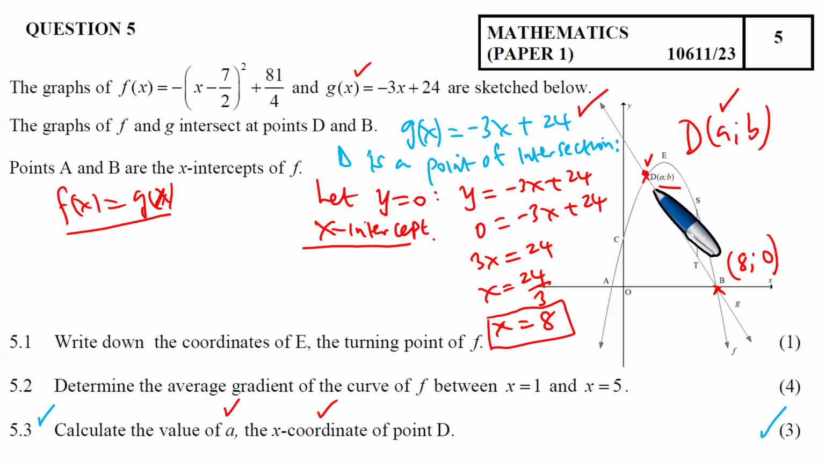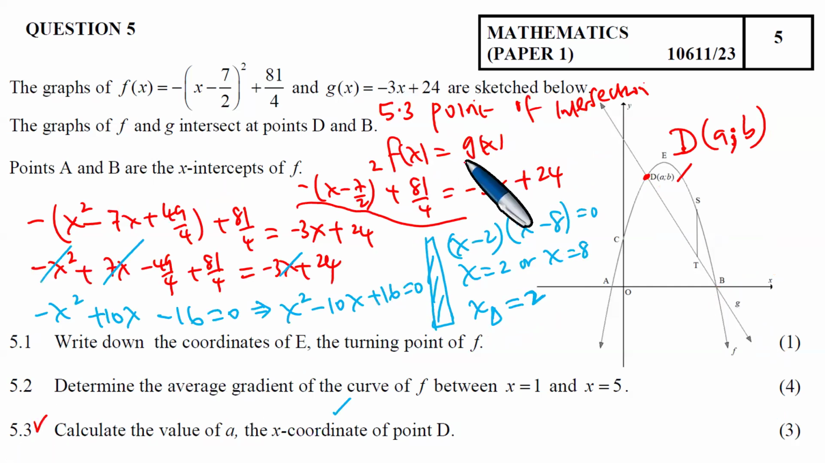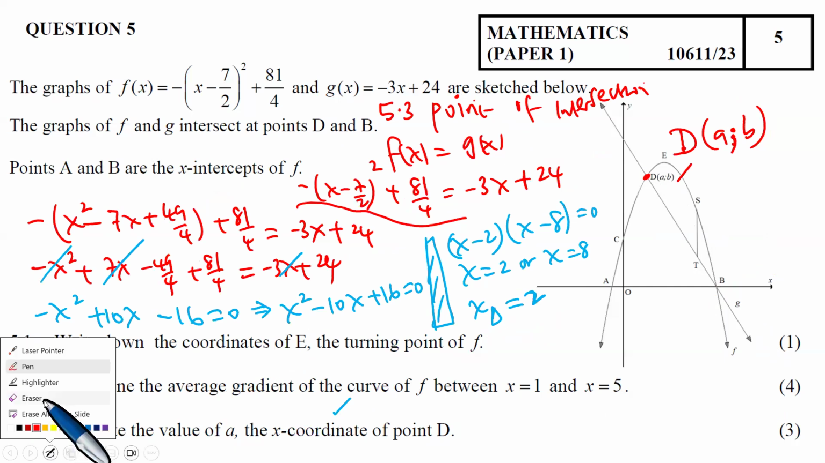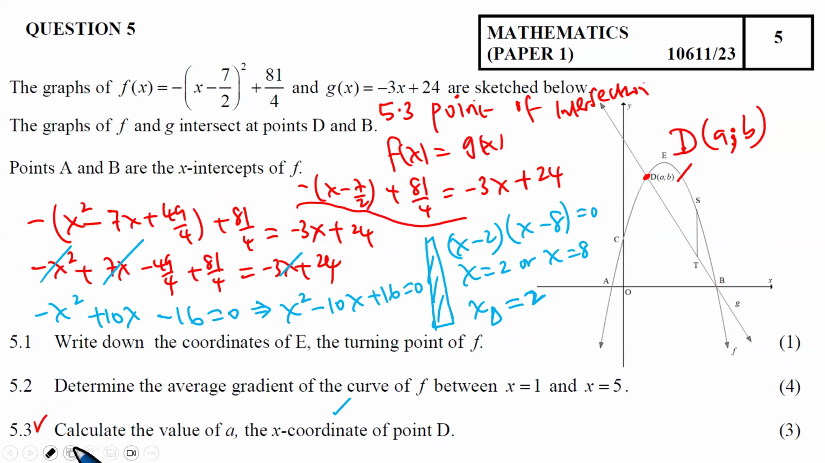How do you find the x-coordinate? First, you must ask yourself, what kind of a point is that? It is a point of intersection, so you must make the graphs equal. That's a mark in the exam, to say you know what point you're dealing with: a point of intersection where the two graphs meet or intersect. And hence we said we want to find the x-coordinate. And what is D? D is a point of intersection.